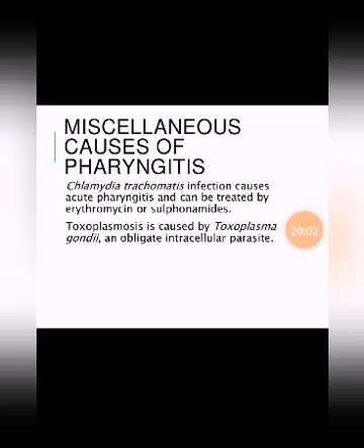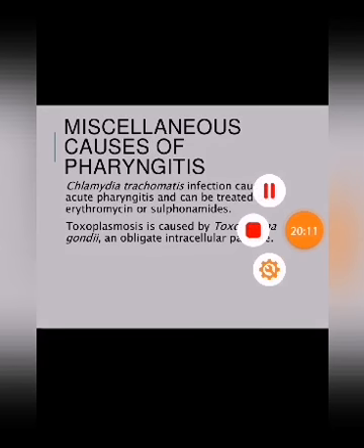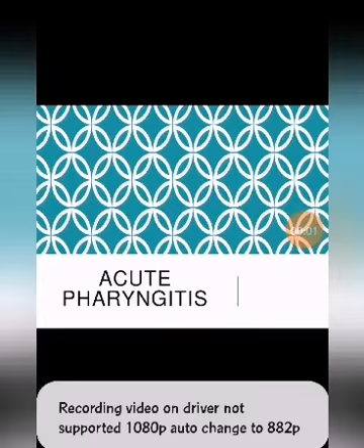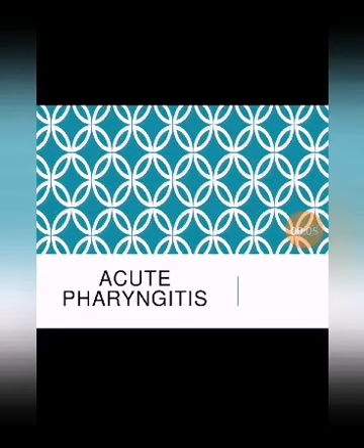Some miscellaneous causes of pharyngitis: Chlamydia trachomatis infection may cause acute pharyngitis and can be treated by erythromycin or sulfonamide. Toxoplasmosis is caused by Toxoplasma gondii, an obligate intracellular parasite. That is all about acute pharyngitis.